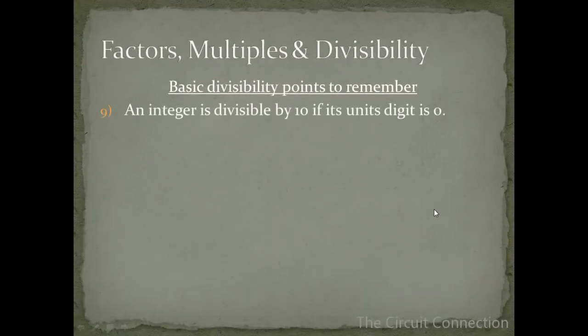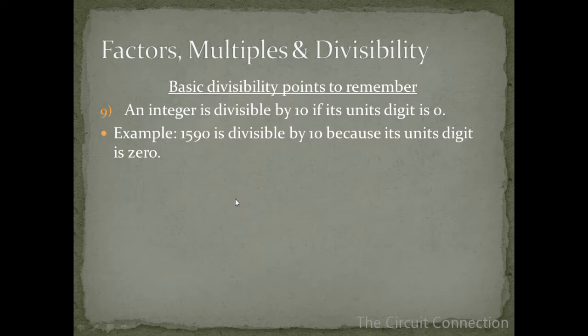Next, number 9. An integer is divisible by 10 if its units digit is 0. So, for example, 1590 is divisible by 10 because its units digit is 0. Okay, so again, if the integer is divisible by 10, its units digit is 0. And I think that that's a very intuitive property and it's very useful. So for example, 1590 over 10 is just 159. It's divisible by 10 because that units digit is a 0.